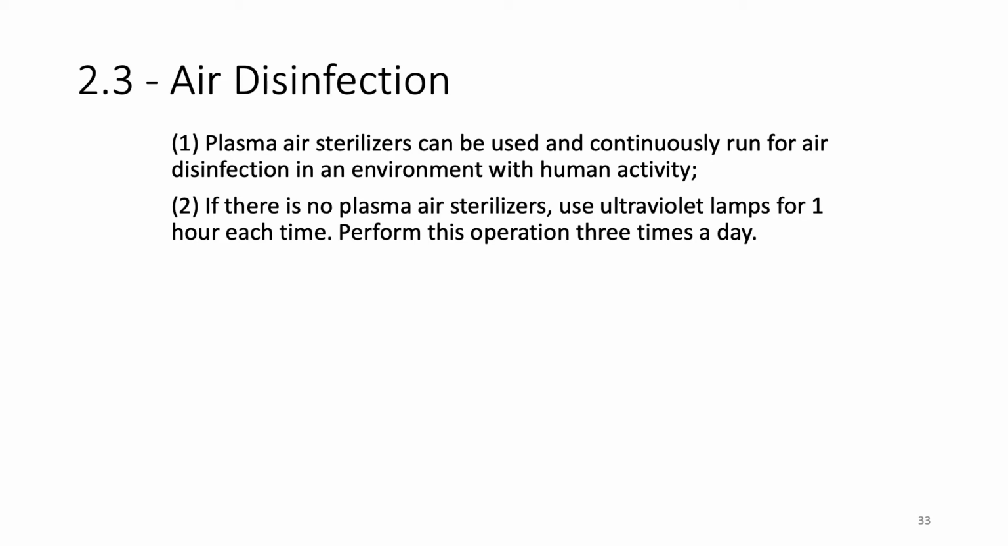We now come to 2.3, air disinfection. 1. Plasma air sterilizers can be used and continuously run for air disinfection in an environment with human activity. 2. If there are no plasma air sterilizers, use ultraviolet lamps for 1 hour each time. Perform this operation 3 times a day.